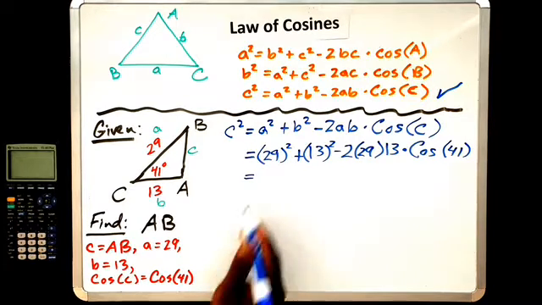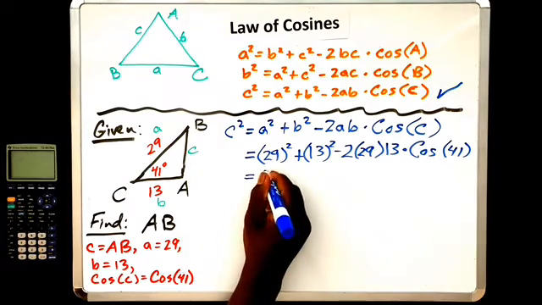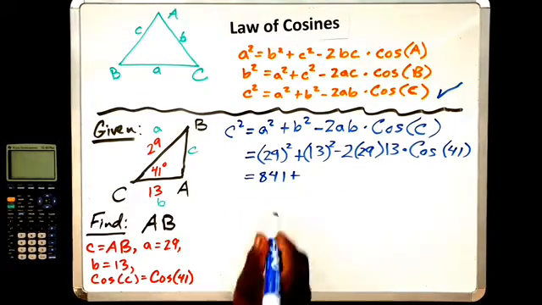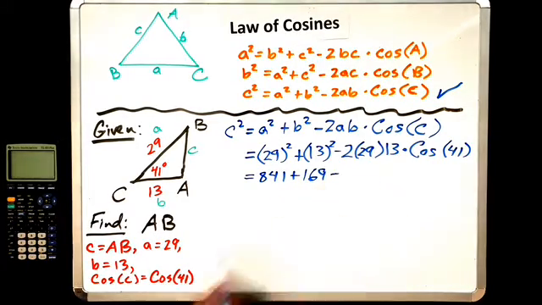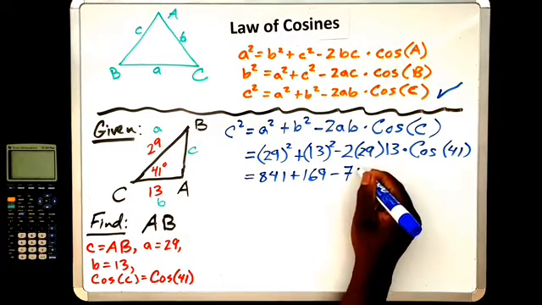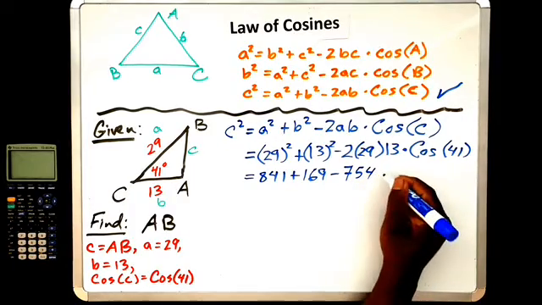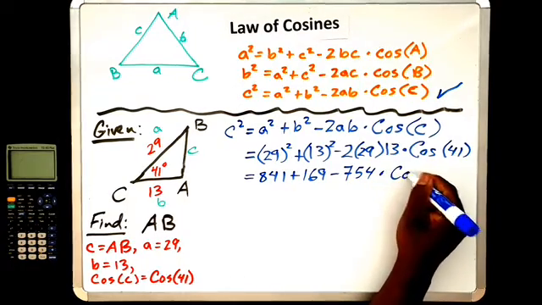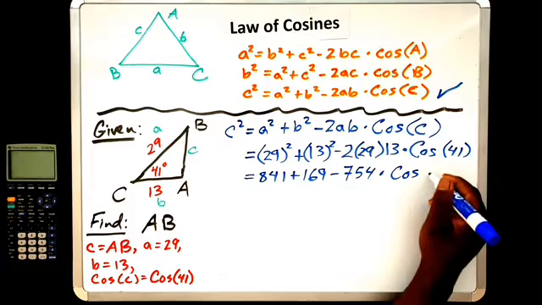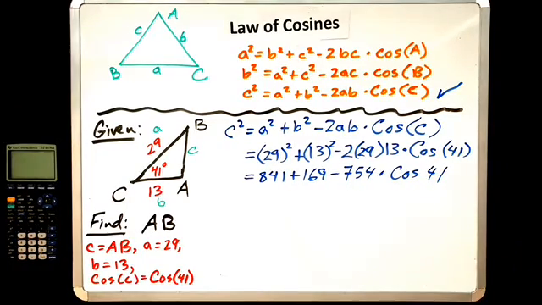Now let's just go ahead and evaluate. All right. 29 squared gives us 841 plus 13 squared gives us 169 minus 2 times 29 times 13. If you multiply those three numbers, you're going to get 754, right? Times cosine 41. I'll go ahead and drop the parentheses. We're not ready to deal with that trigonometric function cosine yet.